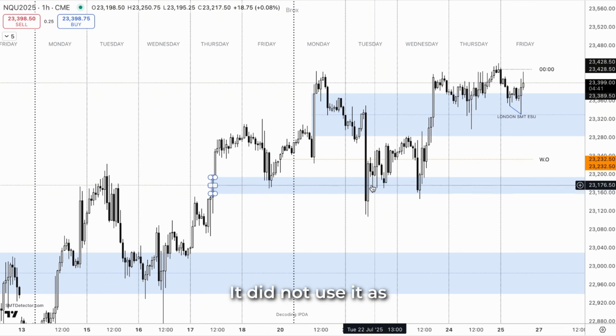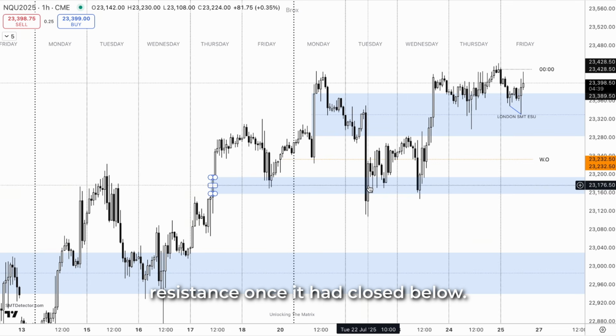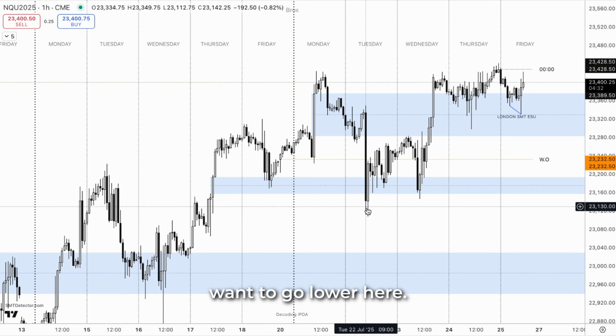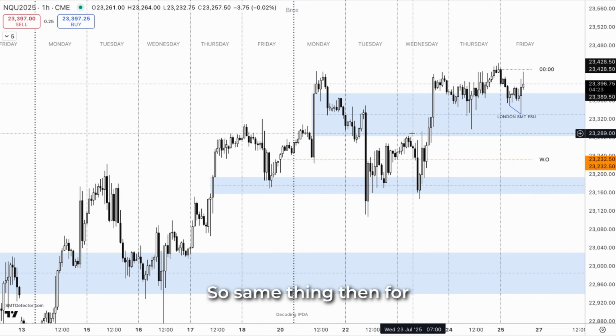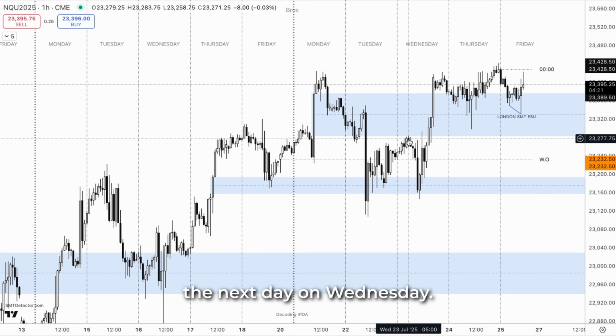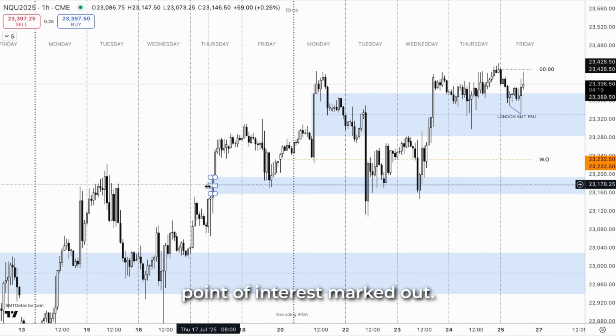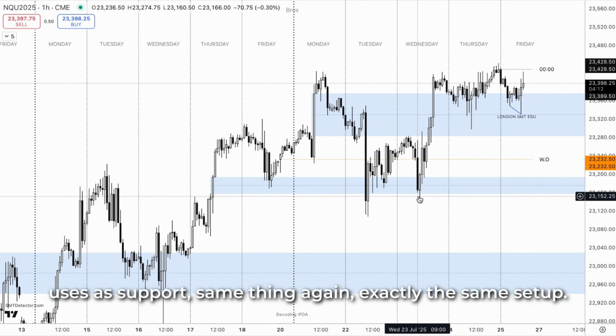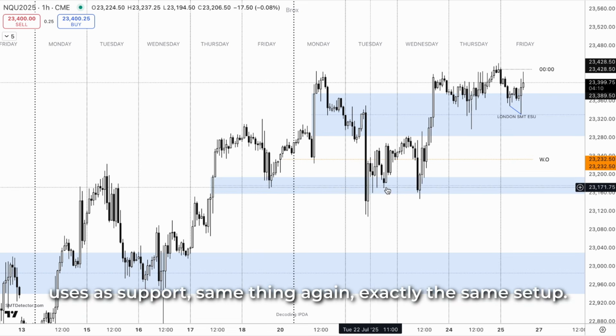It did not use it as resistance once it had closed below, and there was a buy setup down here with SMT. So clearly price did not want to go lower here. So same thing then for the next day on Wednesday. We still have that same point of interest marked out. Price goes into it here, uses it as support, same thing again, exactly the same setup.